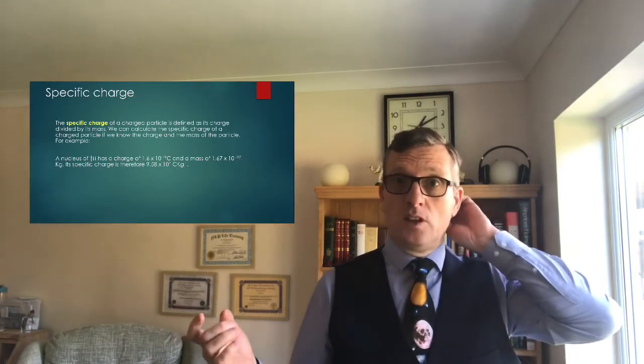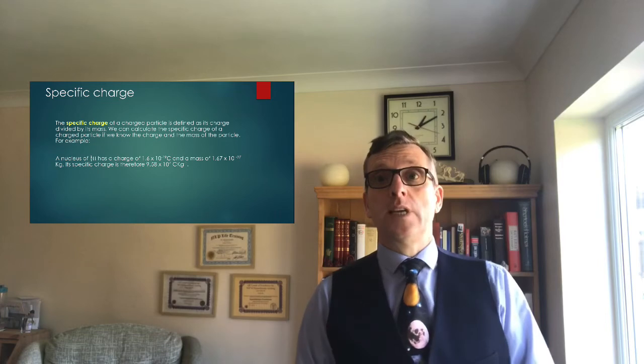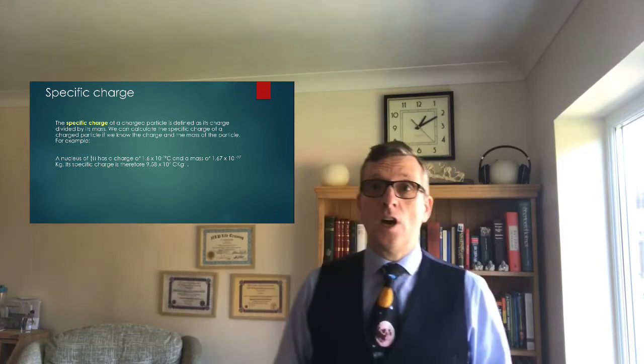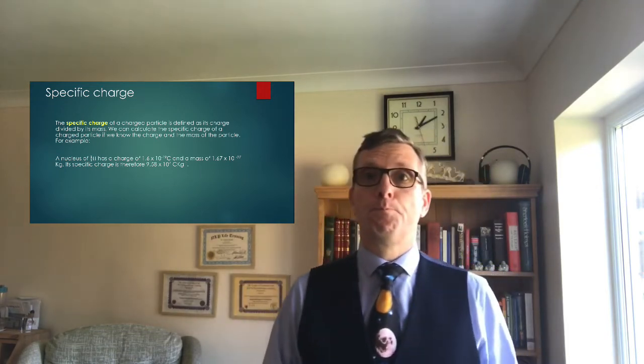For example, hydrogen. A nucleus of 1 hydrogen has a charge of 1.6 by 10 to the minus 19 coulombs and a mass of 1.67 times 10 to the minus 27 kilograms. So therefore its specific charge is 9.58 by 10 to the 7 coulombs per kilogram.